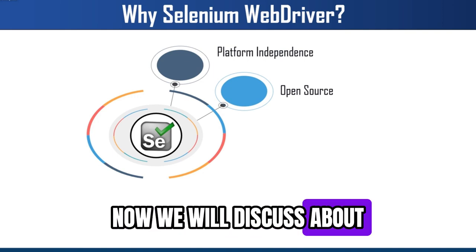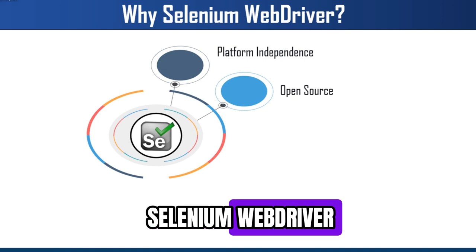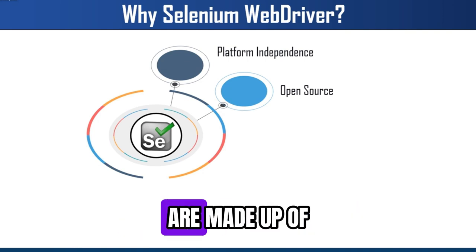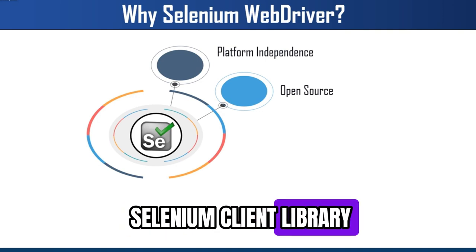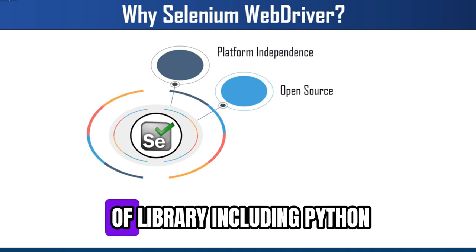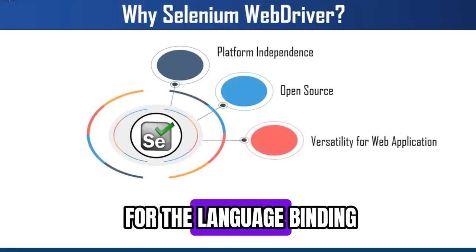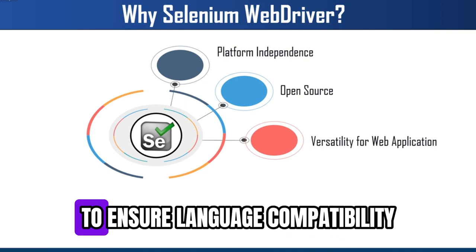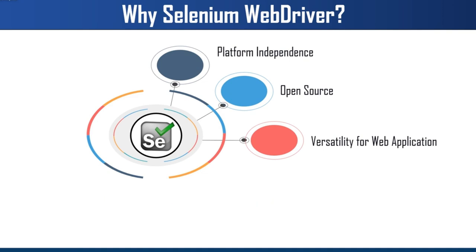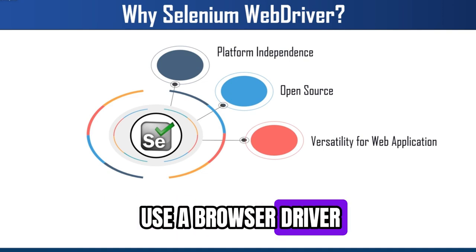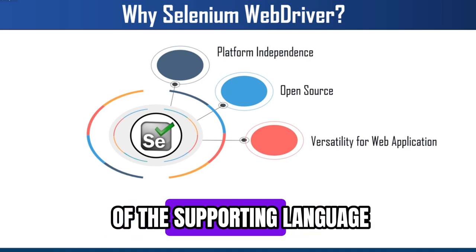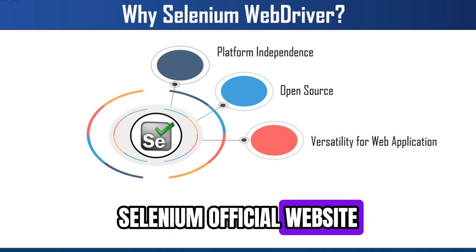Now we will discuss the framework architecture of Selenium WebDriver. WebDriver architecture is made up of 4 major components. The first one is Selenium Client Library. Selenium supports a variety of libraries, including Python, Ruby, and Java, thanks to the language bindings created by Selenium developers to ensure language compatibility. For example, if you want to use a browser driver in Python, you can get all of the supporting language bindings from the Selenium official website.